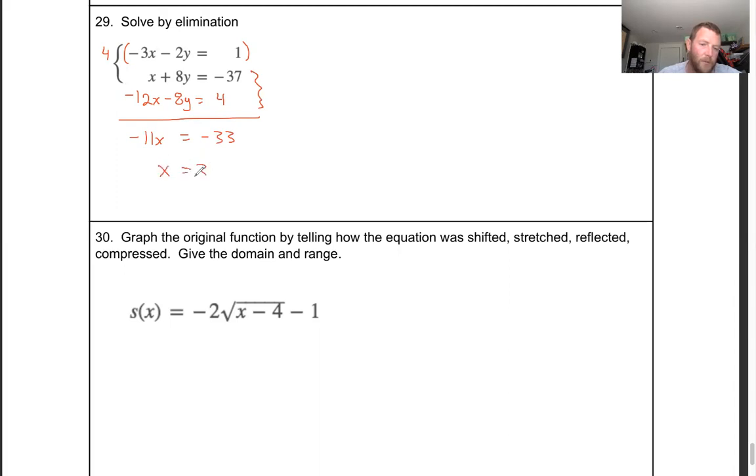So x is equal to 3. It'll be whole numbers like this, we won't get fractions or anything like that. When I plug it back in, I'm going to plug it into the second one, that seems simpler. 3 plus 8y is equal to negative 37. I'm going to subtract 3 from both sides. I get 8y is equal to negative 40. Divide by 8, y is equal to negative 5.